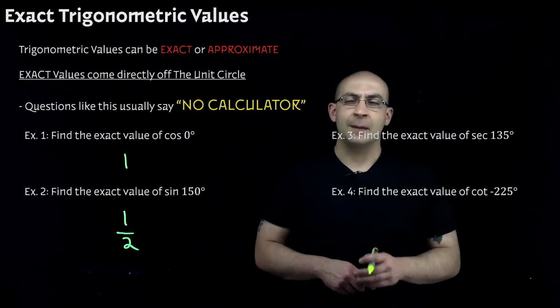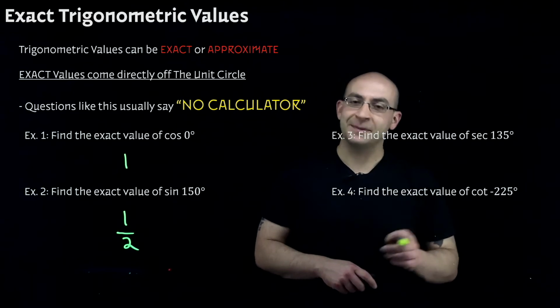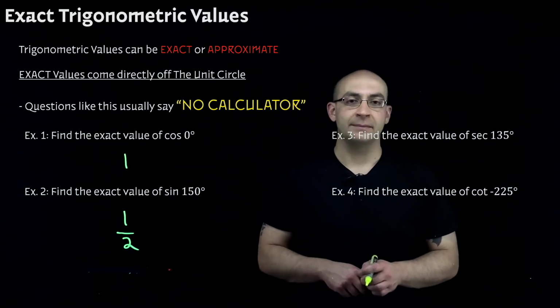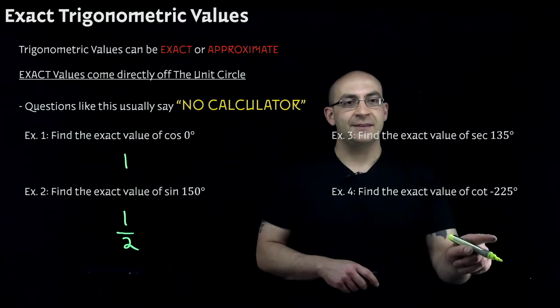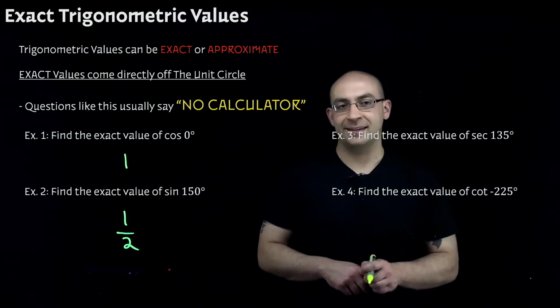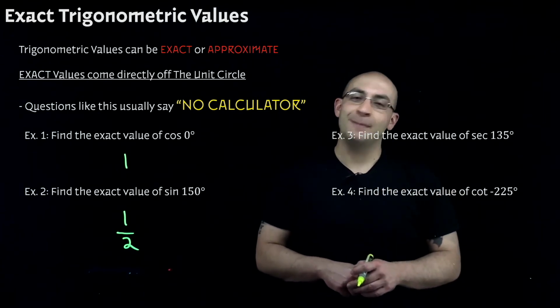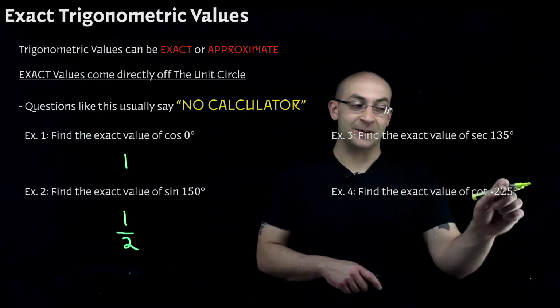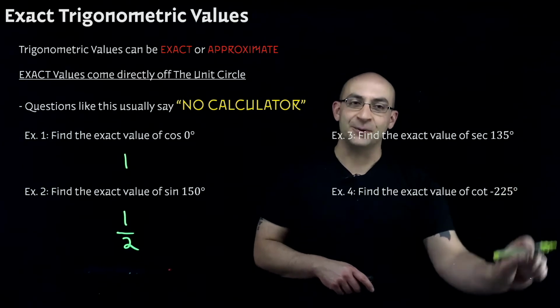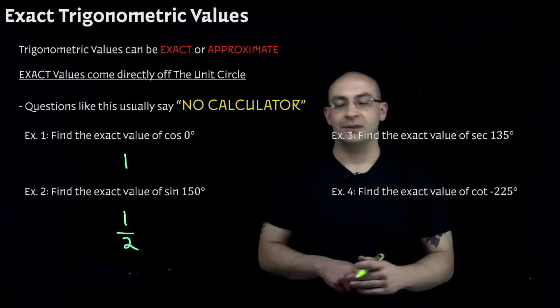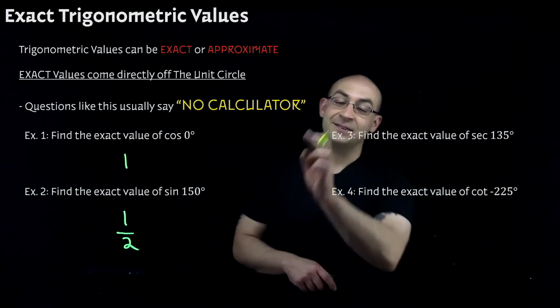Now, don't let this fool you. This is a really hard problem, and here's why. If you forgot what a negative angle looks like, you're totally screwed because you're going to go the wrong way. Remember, negative angles start from our initial side and go clockwise. So we are not going 225 around counterclockwise. I need to go around the other way.